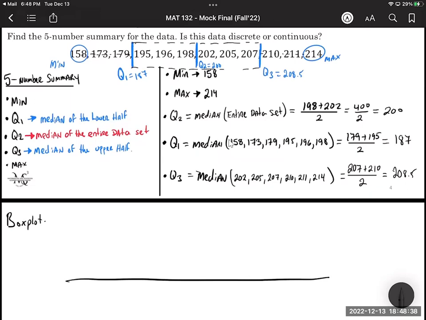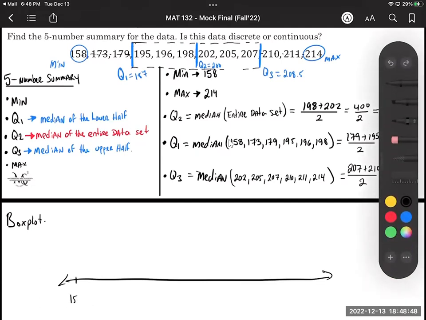Let's say here's my number line. Let's say I start at 150, and I go up by 10. So here's 160, here's 170, here's 180, 190, 200, 210, and then over here will be the 220 mark. You plot your numbers, right?